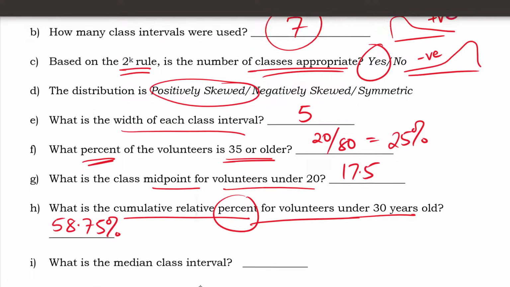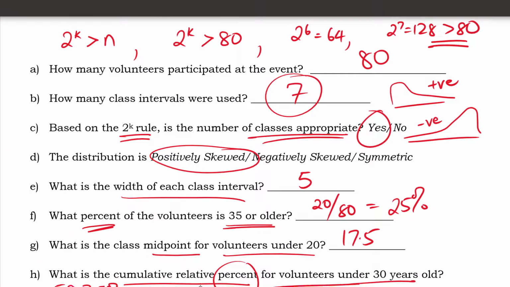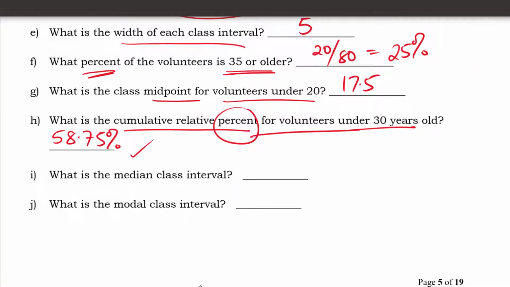Alternatively, if we're using the frequency polygon, we can add these values up. We're looking for values less than 30. Add those up. That will give us 47, and we can divide that by 80, and we will get the same result.